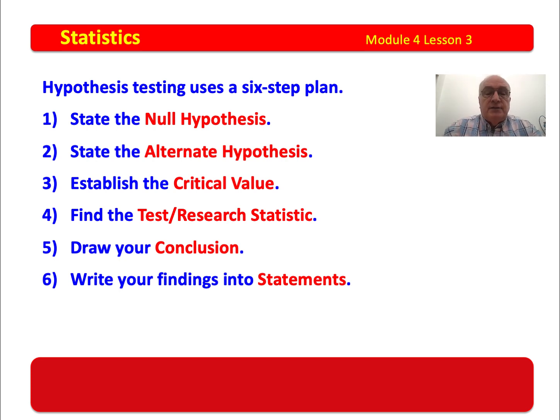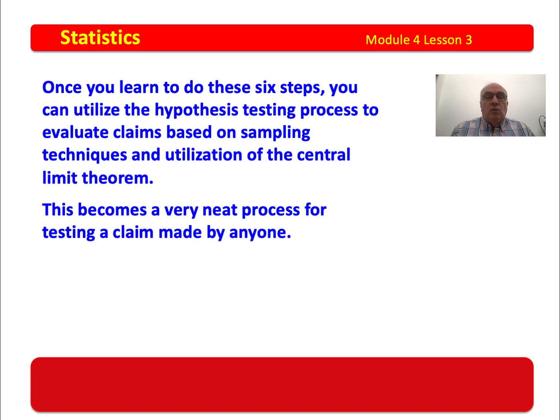So you have a plan, 6 steps. Now all you have to do is learn to do each of those 6 steps. State the null hypothesis, the alternate hypothesis, establish the critical value. That's going to be based on your confidence level. Find your test statistic, draw your conclusions, and write your findings into statements. Now, once you learn to do these 6 steps, you can utilize the hypothesis testing process to evaluate claims based on sampling techniques and utilization of the central limit theorem. This becomes a very neat process for testing a claim made by anyone.